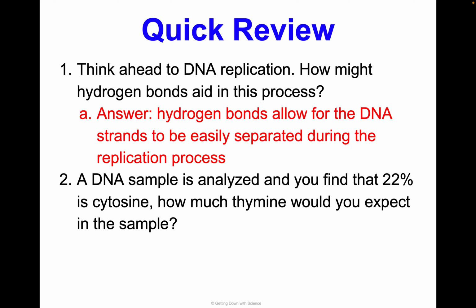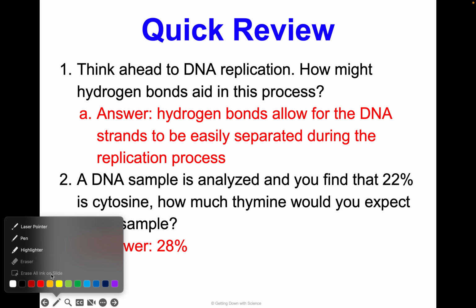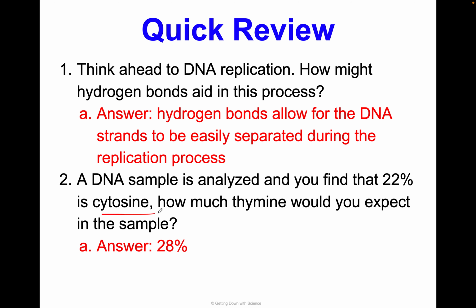Here we go, 28%. Miss LaGraves, how the heck did you find that? Well, we have, let me just get my pointer. Here we go. We have 22% cytosine. Cytosine pairs with guanine. So that means that we have 22% cytosine, 22% guanine.